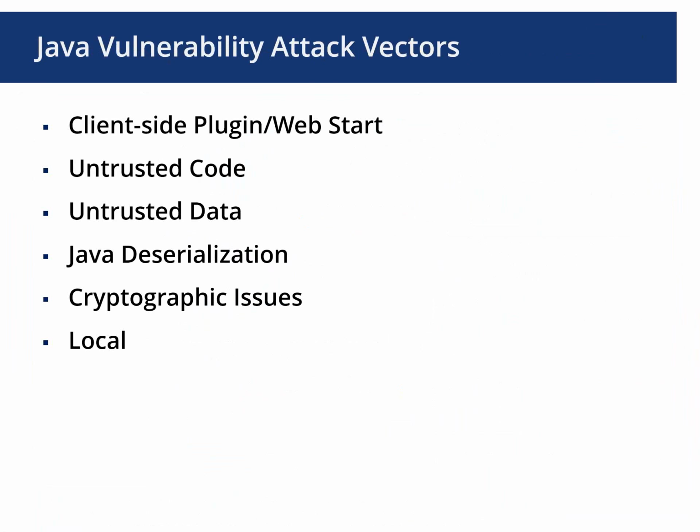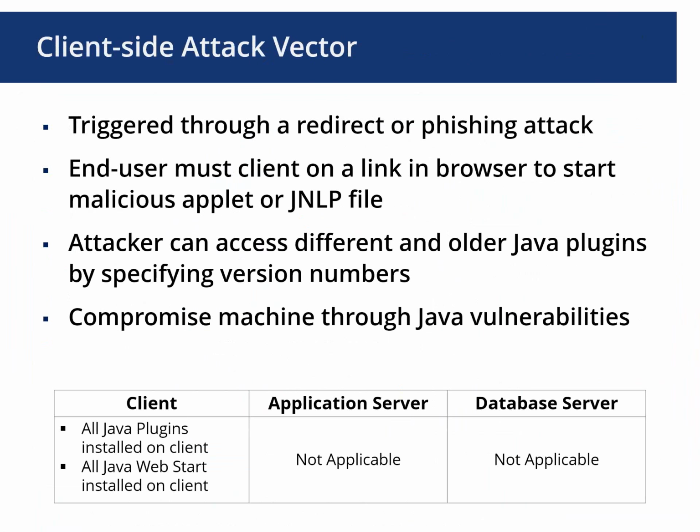And then finally, local. Local would be if I have access to your application server at the operating system level, what can I do with the Java environment? We'll quickly walk through each of these and describe what the vulnerabilities are and why they matter in an Oracle Business Suite environment. We'll start off with the client-side attack vector. The client side, again, is each desktop you have, where you're installing that Java plugin or Java WebStart. How is that potentially vulnerable on that side?